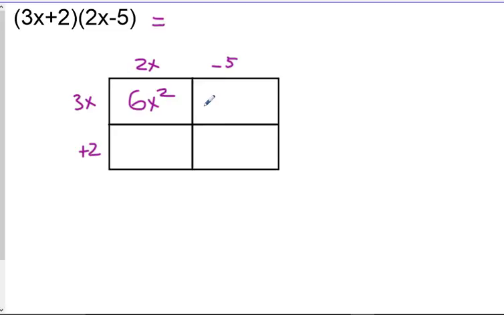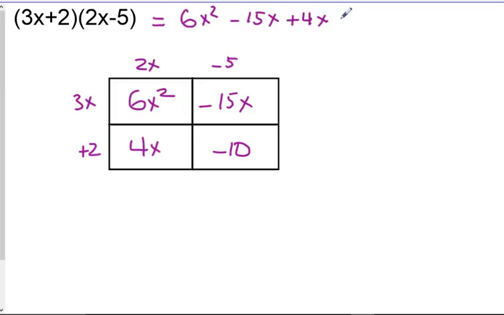3x times negative 5 is negative 15x. 2 times 2x is 4x. And 2 times negative 5 is negative 10. So this expression is equivalent to the expression above here. I could say that 3x plus 2 times 2x minus 5 is exactly equal to 6x squared minus 15x plus 4x minus 10. And of course I've got some like terms here in the middle that I could combine.